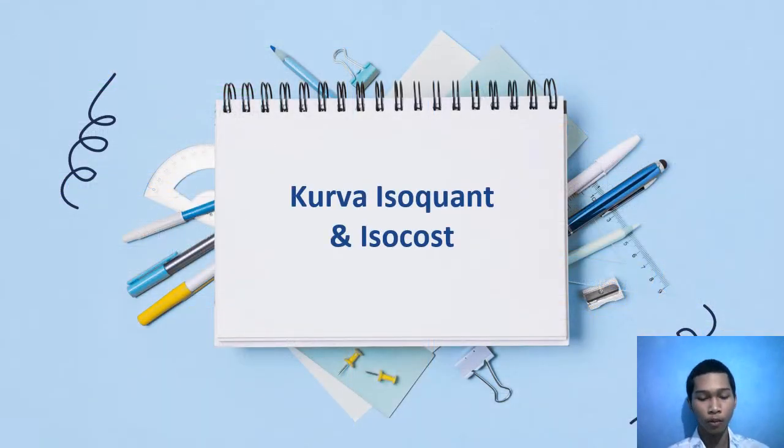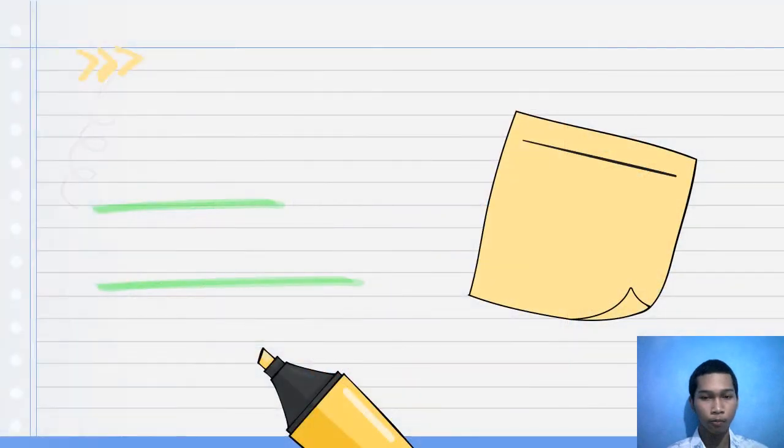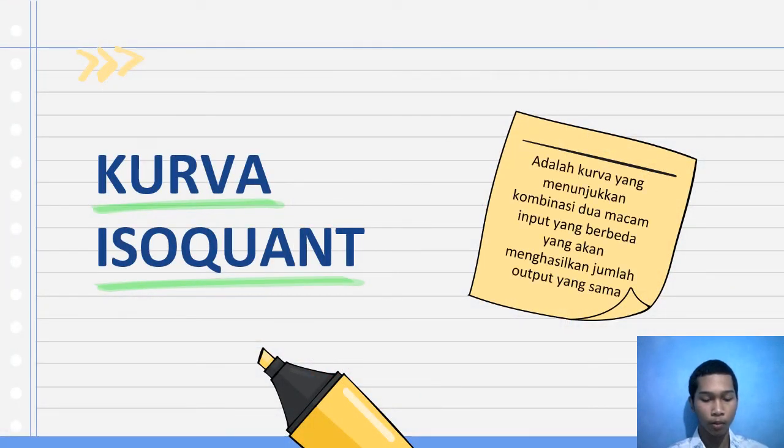Number 4. Curve. There are two types of curves in the theory of production, namely as follows. Number 1. Isoquant curve. Isoquant curve is a curve that shows the combination of two different kinds of inputs that will produce the same amount of output.